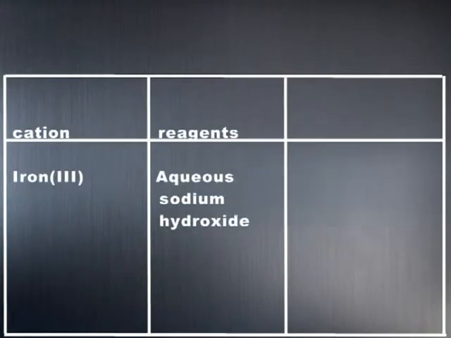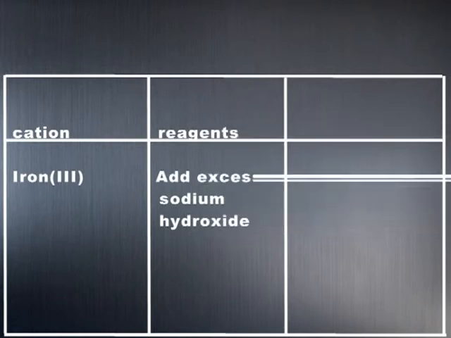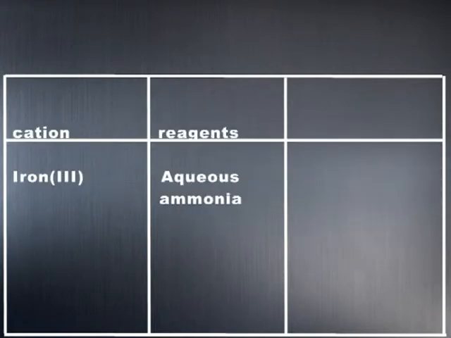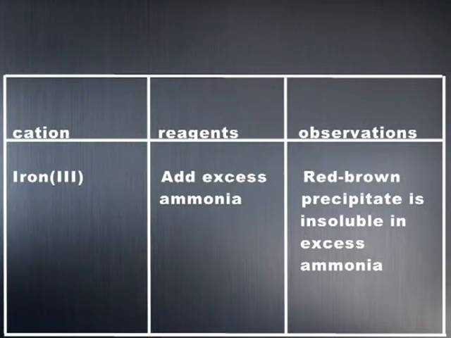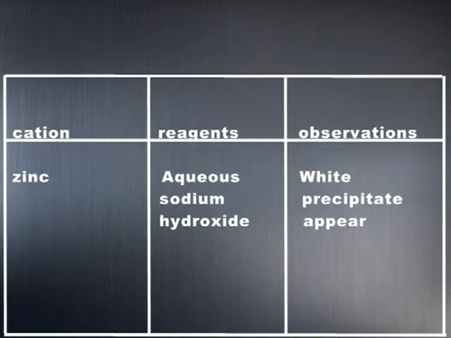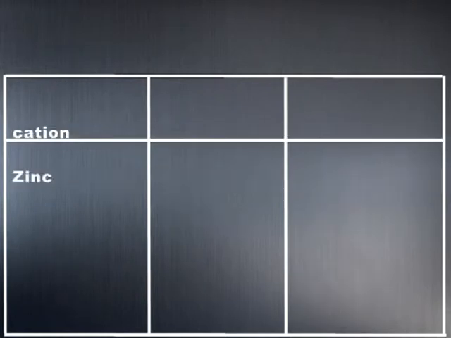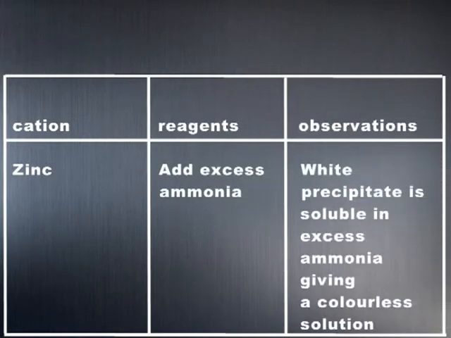To test for iron 3 ions with aqueous sodium hydroxide, a red-brown precipitate will appear. Excess aqueous sodium hydroxide will produce an insoluble red-brown precipitate. To test for iron 3 ions with aqueous ammonia, a red-brown precipitate will appear. Excess aqueous ammonia will produce an insoluble red-brown precipitate. To test for zinc ions with aqueous sodium hydroxide, a white precipitate appears. With excess aqueous sodium hydroxide, it will produce a soluble white precipitate, giving a colorless solution. To test for zinc ions with aqueous ammonia, a white precipitate appears. With excess aqueous ammonia, a soluble white precipitate forms, giving a colorless solution.